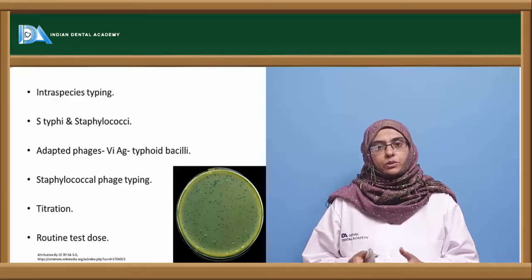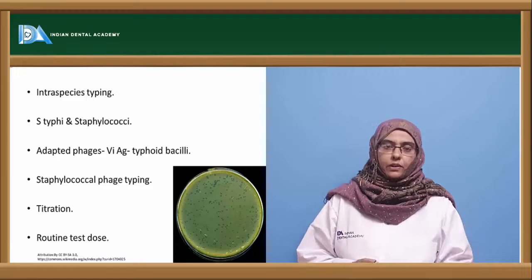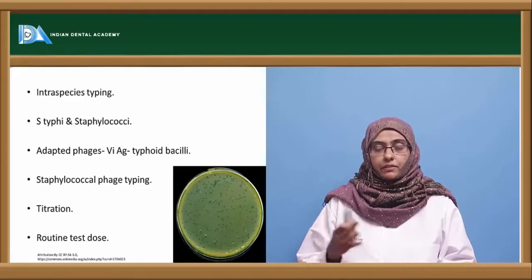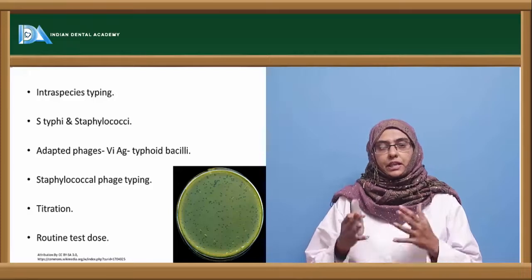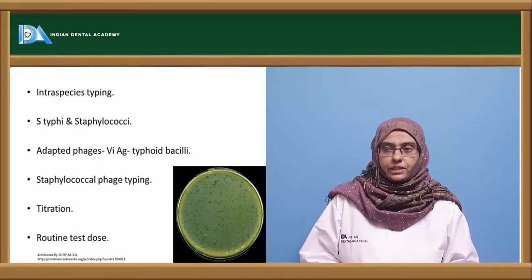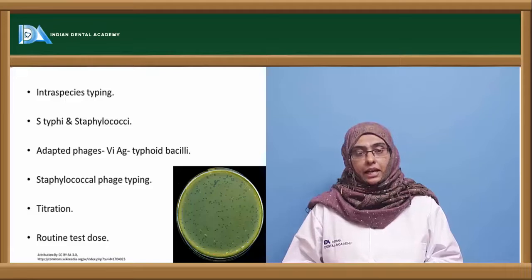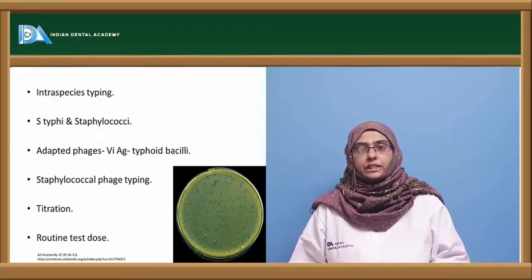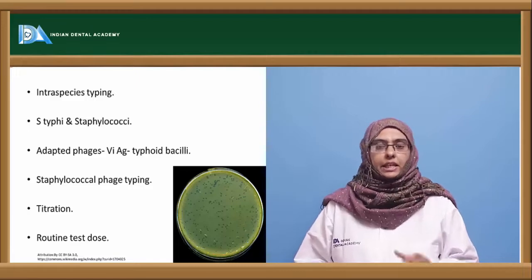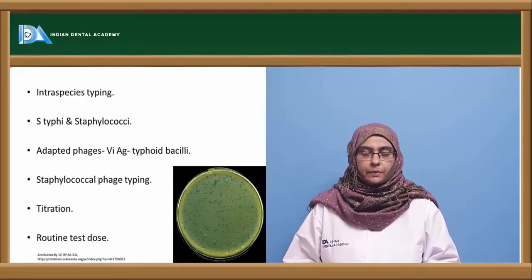For example, to type Staphylococci and Salmonella typhi. So intra-species classification can be done with the help of bacteriophage typing. And there are adapted phages that have the ability to infect only the fresh isolates of the Vi antigen, and hence are used in typing the typhoid bacilli.